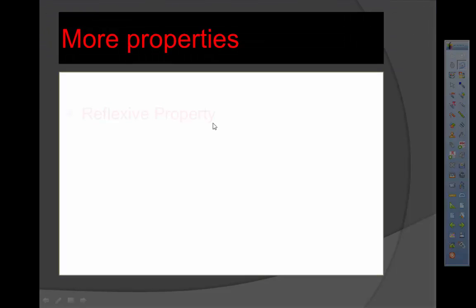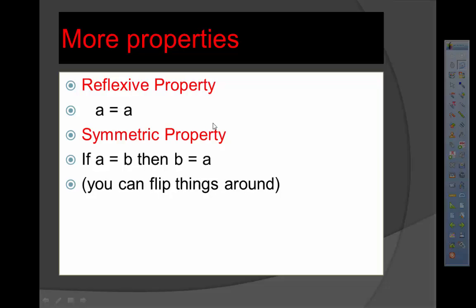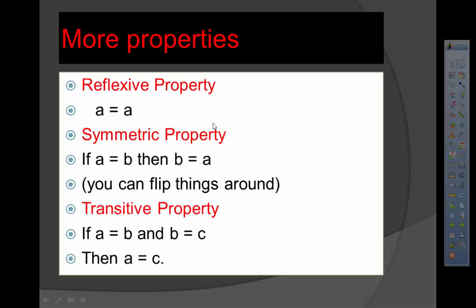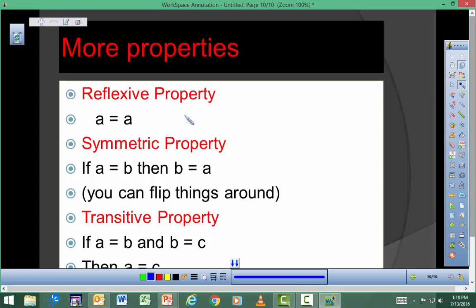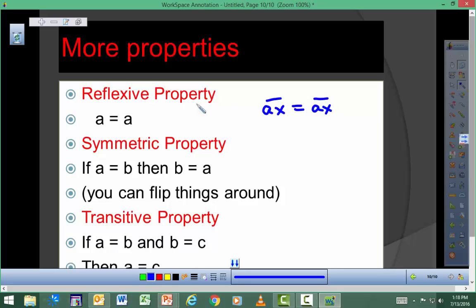So these are 3 new properties. We have the reflexive property, the symmetric property, and the transitive property. Now, some of these are just like, what? You're kidding me. It's like stupid. I mean, obviously A equals A, okay? And we don't use this property that much in algebra, but it turns out we'll use this property quite a bit for geometry. Like, for example, we might say segment AX is equal to segment AX.